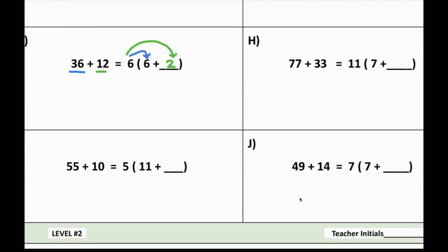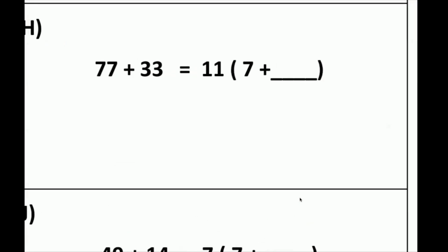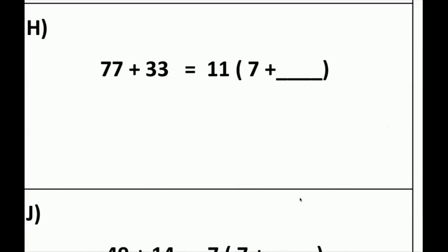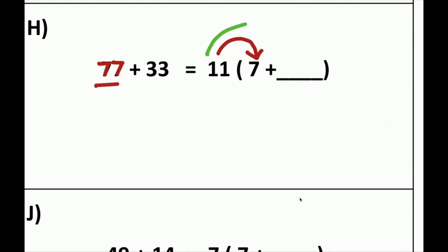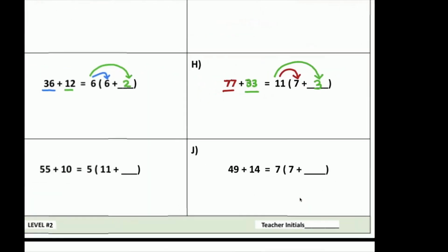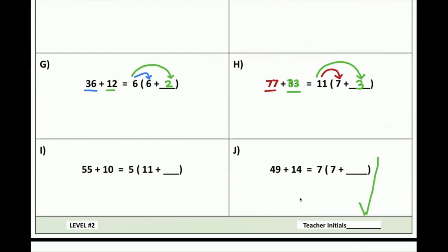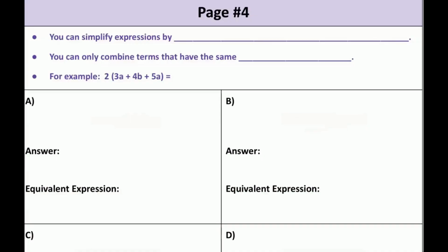Go ahead and complete problem H, then come back to the video. In problem H, I know parentheses means multiply. 11 times 7 is 77. And 11 times blank is 33. Well, 11 times 3 is 33, so that's what'll go in the blank. Go ahead and complete the rest of page 3, and if your teacher wants you to, check in with them to get feedback. Let's take a look at the top of page 4.